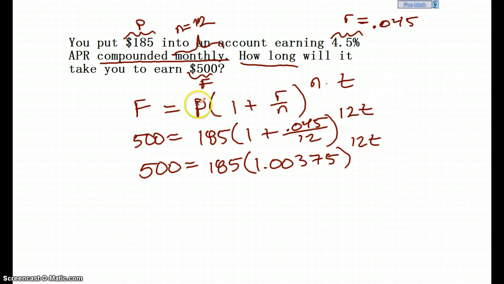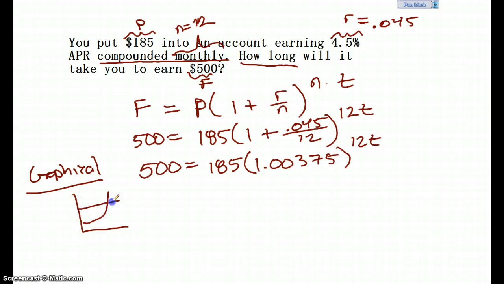Okay, well now I realize that I'm going to need to isolate this t. I'm going to need to bring it down. So I can do it two ways. One, and this is typically an okay way, is to solve it graphically. Plot this equation, plot this horizontal line 500, and see where the two intersect. I'm going to do it algebraically.